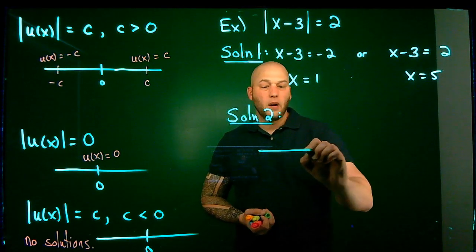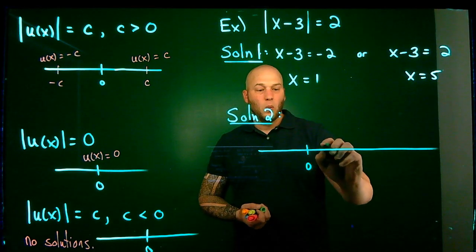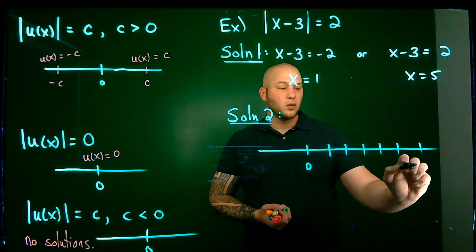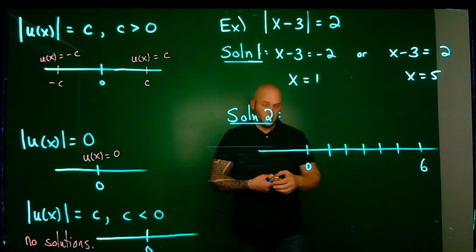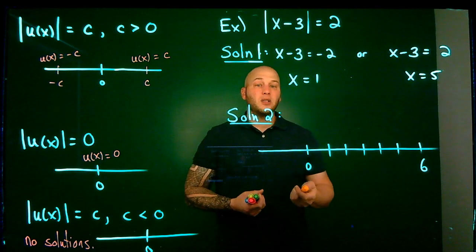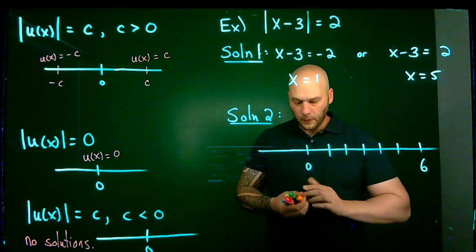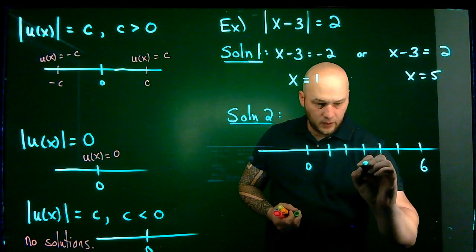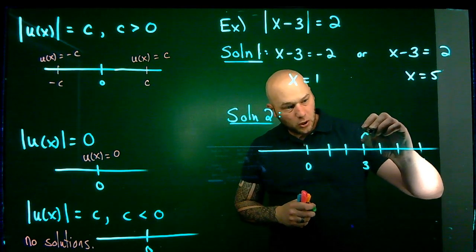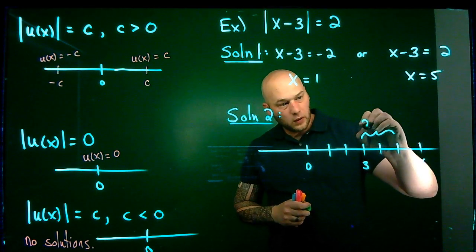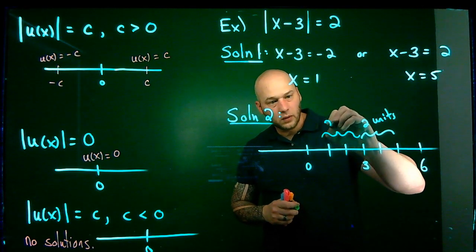In other words, if I go to my number line, let's say 0, 1, 2, 3, 4, 5, 6, so this goes up to 6. This says that the distance between x and 3 is 2. Phrased differently, x is 2 units away from 3. So let's identify the point 3. And the distance between x and this number is 2 units. That means I can go 2 units this way, or 2 units this way.